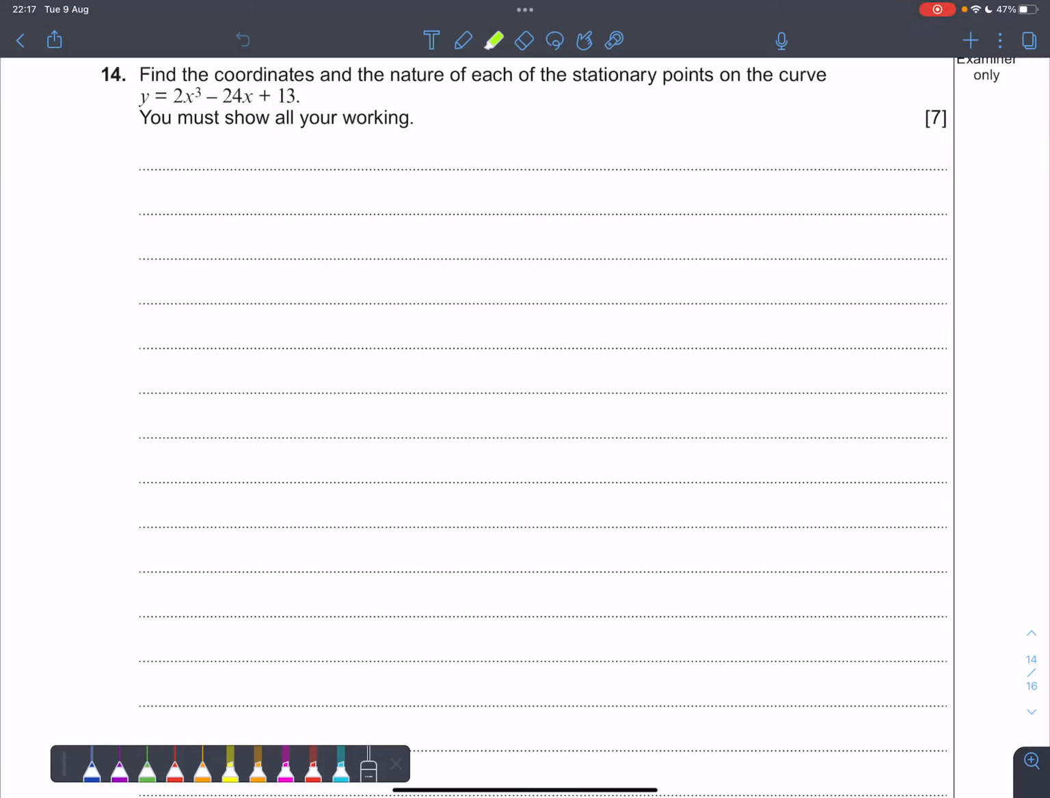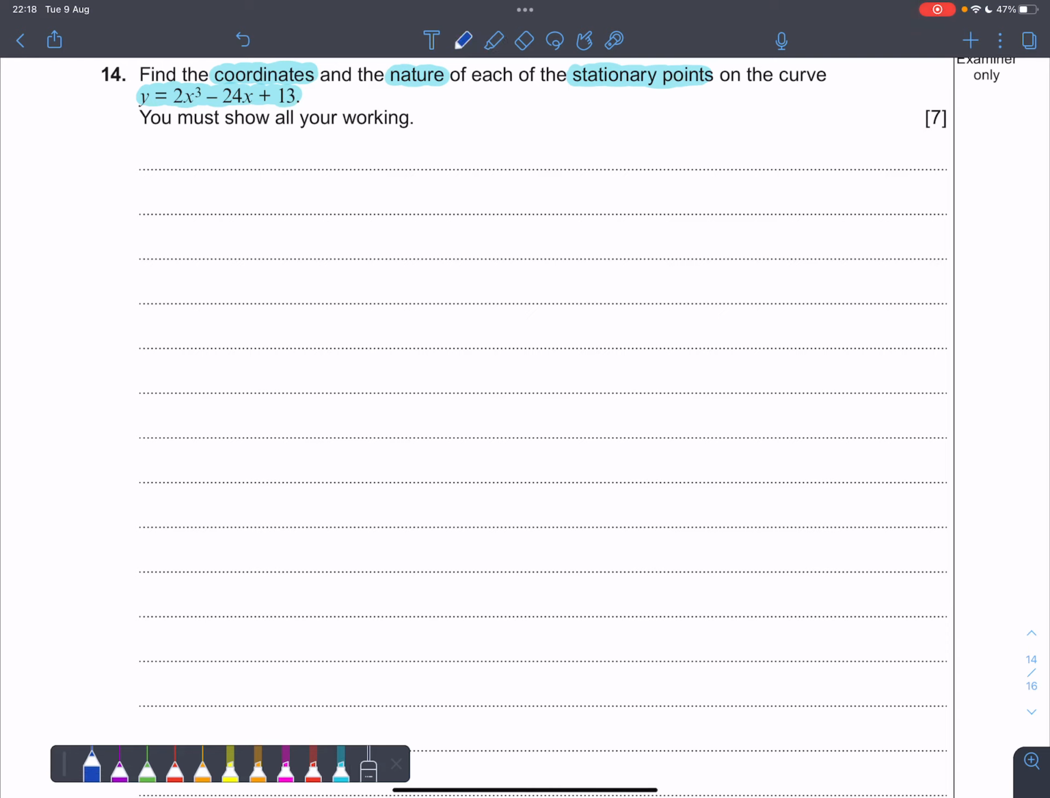Okay, in this video we are going to be looking at question 14 from the WJEC additional maths paper from June 2015. The question says we need to find the coordinates and the nature of each of the stationary points on the curve y equals 2x cubed minus 24x plus 13, showing all our working.